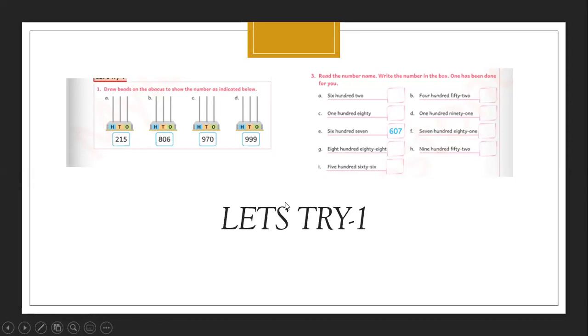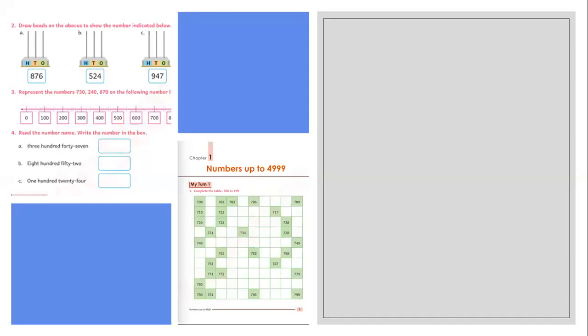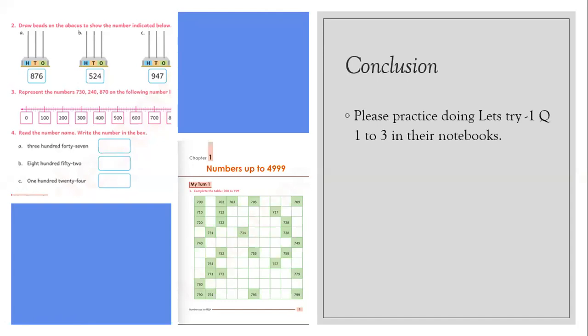Children, I want you to practice. After finishing this one, I will be sharing an answer key which will be helpful to you. Now draw beads on the abacus to show the number indicated below. So this is your home assignment. Today we are concluding for this one. Please practice doing questions 1 to 3 in your notebooks, and please do the home assignment.